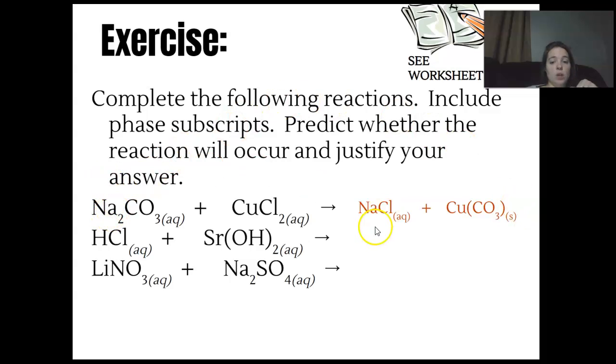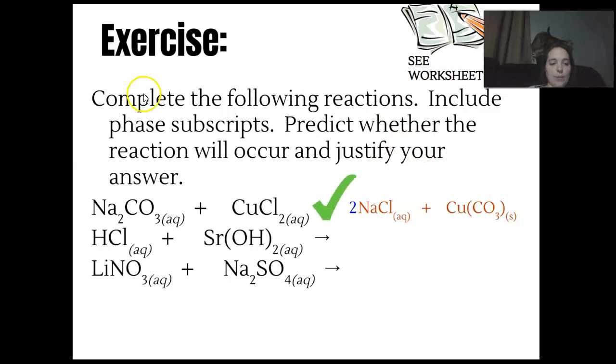Okay, let's balance this puppy. We've got 2 sodiums here, 1 sodium here, so let's fix it. Let's put a 2 there. All right, we got 2 chlorines, yay! 1 copper here, 1 copper there, 1 carbonate, 1 carbonate. We are golden. Now, does it work? Will the reaction occur? Ignore my cat. All right, so aqueous, solid. Solid's one of the things that needs to happen for a reaction to occur. So yes, it works. Yay!